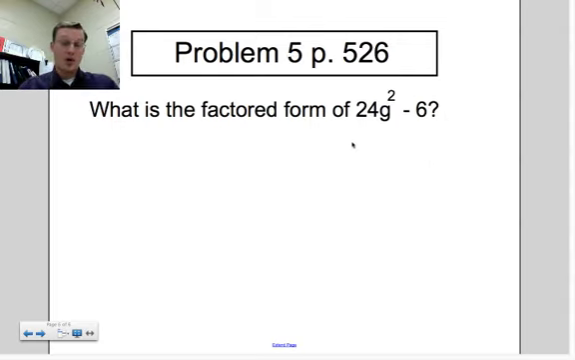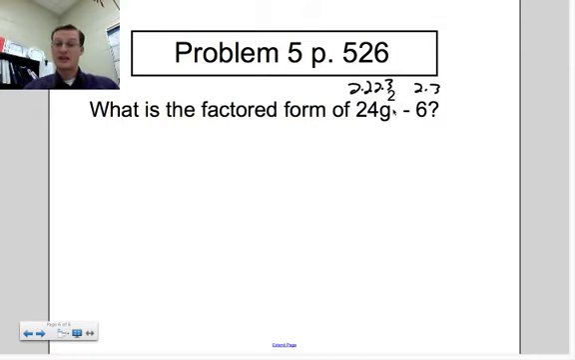Okay, as always, I want to see, is there a GCF? See, 24 is 2 times 12. 12 is 2 times 6. 6 is 2 times 3. And you notice, this time there is a GCF.